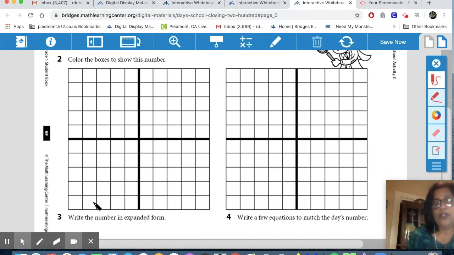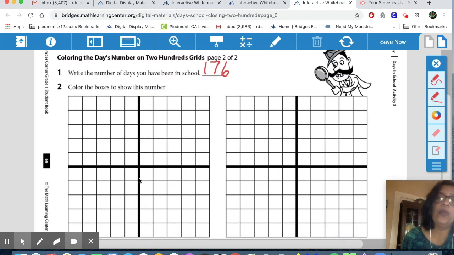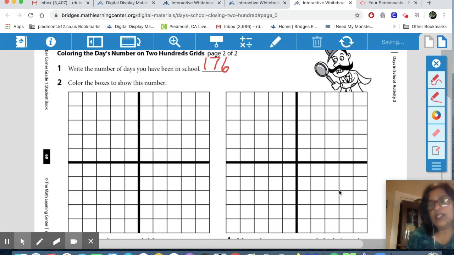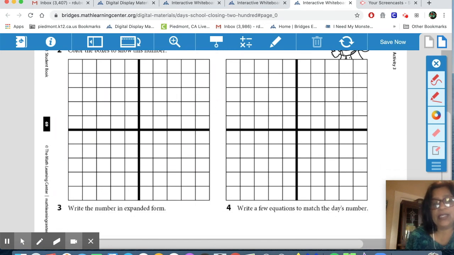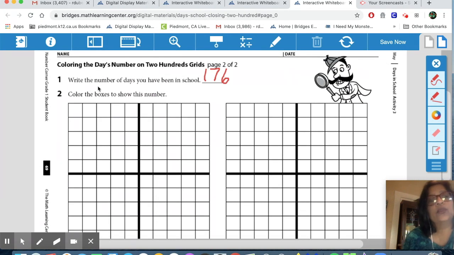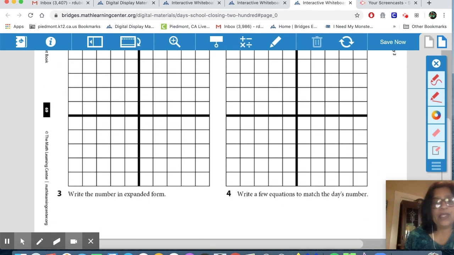So if we have had 176 days of school, what would that look like on this sheet? There are two groups of 100, right? So you would have to see how much of this 100 would be filled and how much of this 100 would be filled to show exactly 176. And then there are four parts. It says write the number of days you've been in school. I gave you that part. Color the boxes to show this number. That's your job. Write the number in expanded form, and then write a few equations to match the day's number.